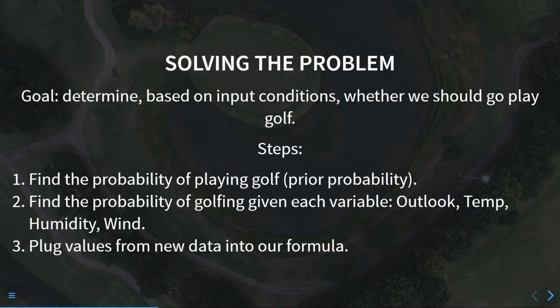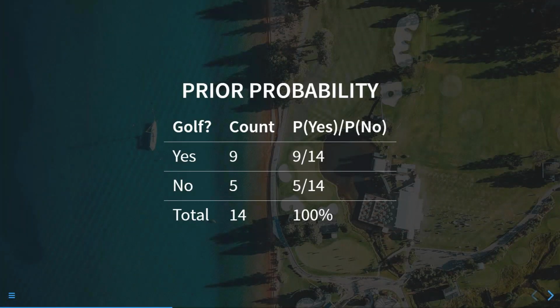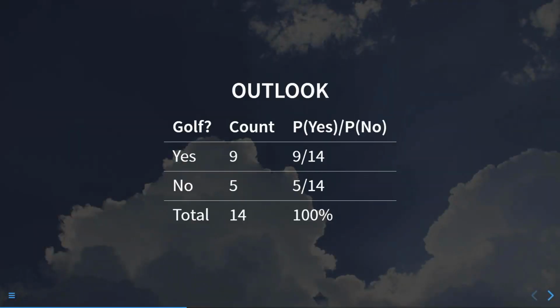Finally, take the new data that we've learned, plug it into our formula, get our answers. So let's start with the priors. In 9 out of the 14 cases, the boss went golfing. In 5 cases, the boss did not go golfing. So that is our P of B. Yes is 9 out of 14. No is 5 out of 14.